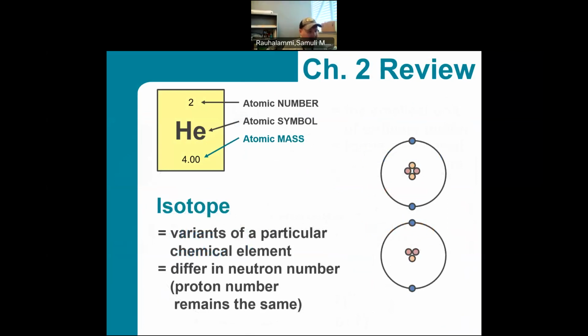Another thing that I wanted to point out here, in terms of the atomic mass, is that we might have variations of a chemical element that have different numbers of neutrons. Typically the proton number remains the same, and that would then obviously change the atomic mass for that particular element. We call these variations of a chemical element, in terms of the number of neutrons, isotopes of that element.